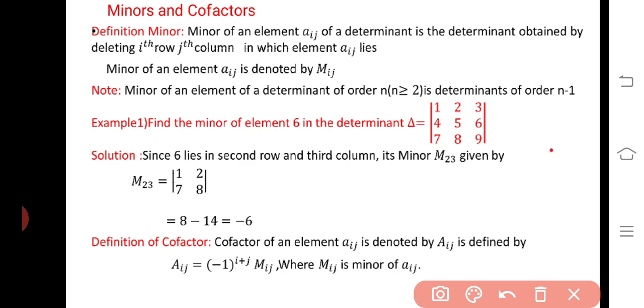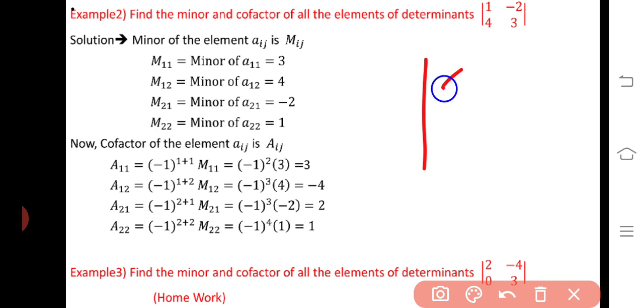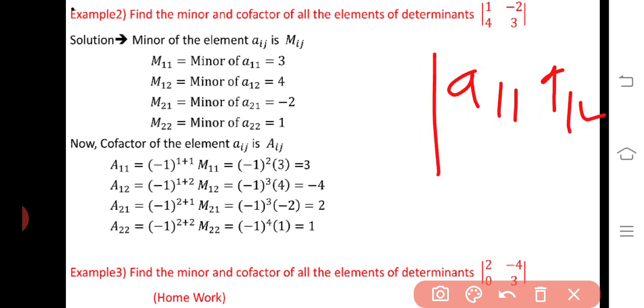Okay, let us start with examples. Find the minor and cofactor of all the elements of the determinant 1, minus 2, 4, 3. To start this solution, we know the determinant is nothing but the determinant of a11, a12, a21, a22.